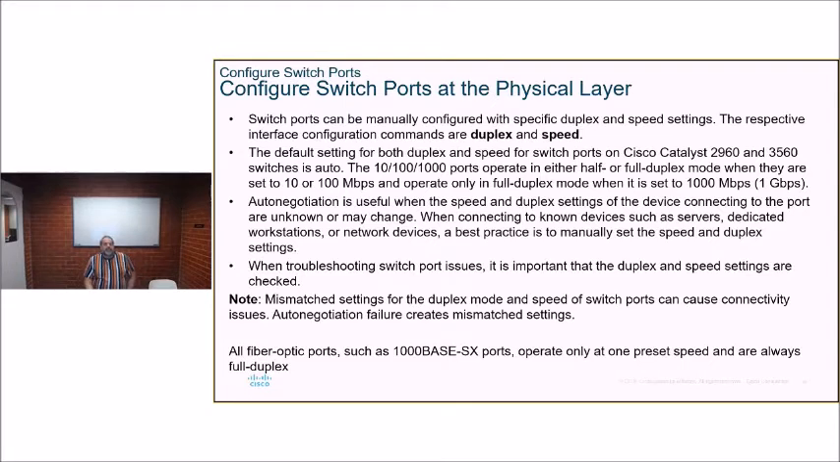All right, so how do we configure the physical layer? Switch ports can be manually configured with the specific duplex and speed settings. The respective interface commands are duplex and speed. So the default setting for both duplex and speed on the switches is auto, which means it will auto-negotiate with the other end of the cable. And so gigabit ports, of course, can support 10, 100 or 1,000. And so basically the two devices will negotiate the highest speed they both support. And of course, they will also negotiate whether they support full duplex or half duplex. And so of course, full is the more desirable.